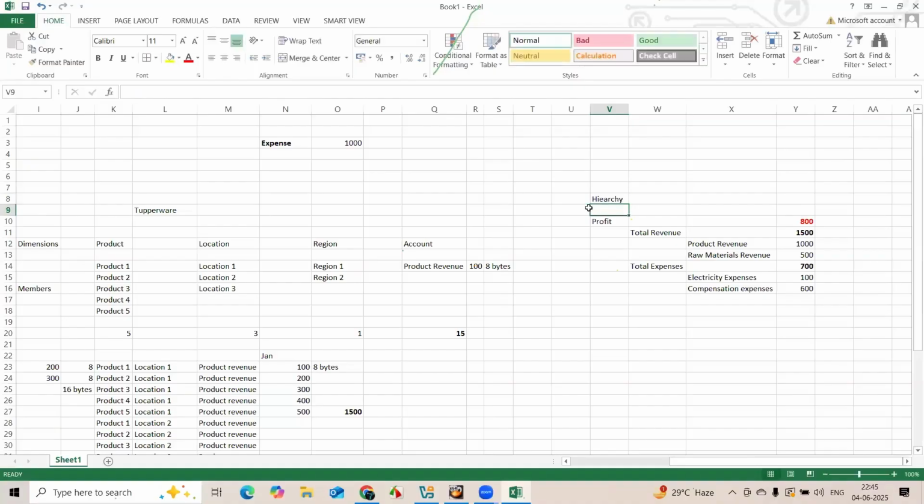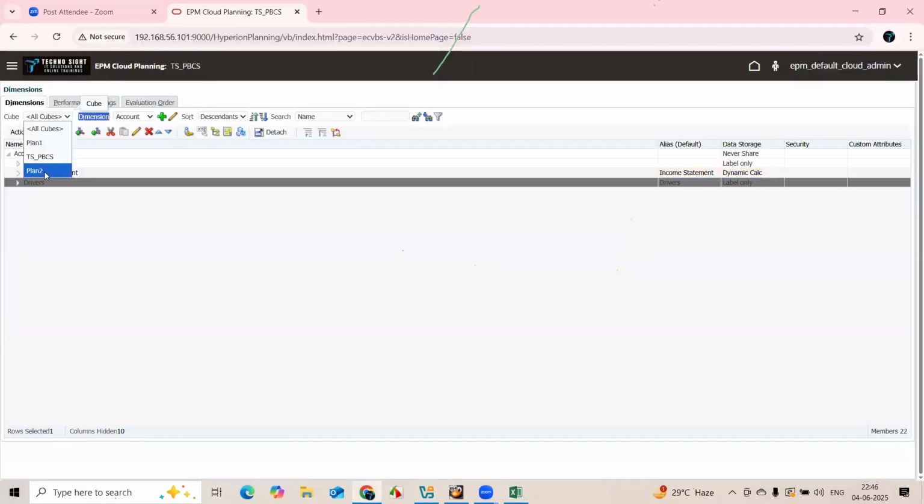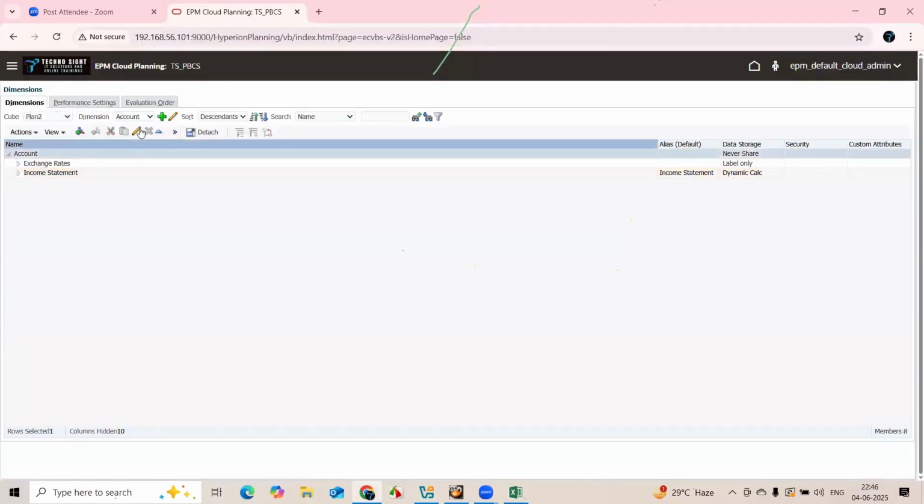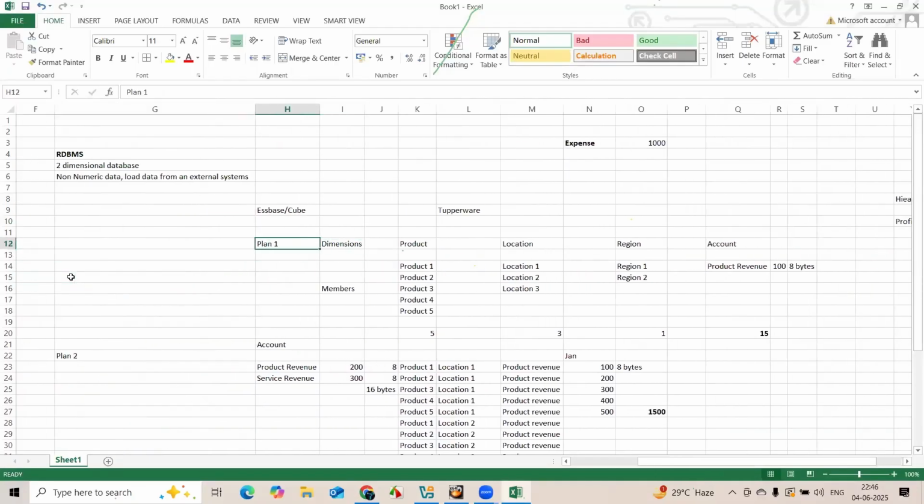So you can see a tree view, right? Under profit, you have total revenue and total expenses. Under total revenue, you have product revenue and raw materials revenue. Under total expenses, you have electricity expenses and compensation expenses, right? So this whole tree view is called a hierarchy. Let us consider for now that this is a plan to cube.